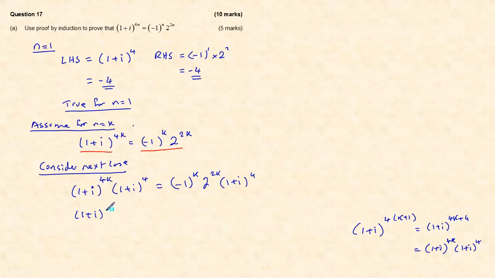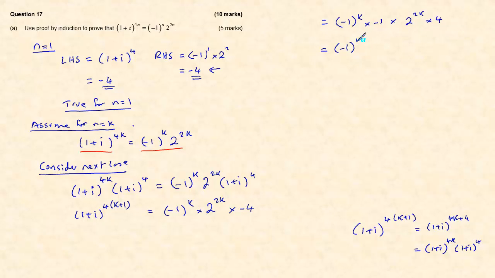So this one is (1 + i)^(4k+4), and that's equal to (-1)^k multiplied by 2^(2k), and we know from up here that this was negative 4. So that's going to be (-1)^k multiplied by negative 1 multiplied by 2^(2k) multiplied by 4. So all I've done is split the negative 4 into 4 and negative 1.